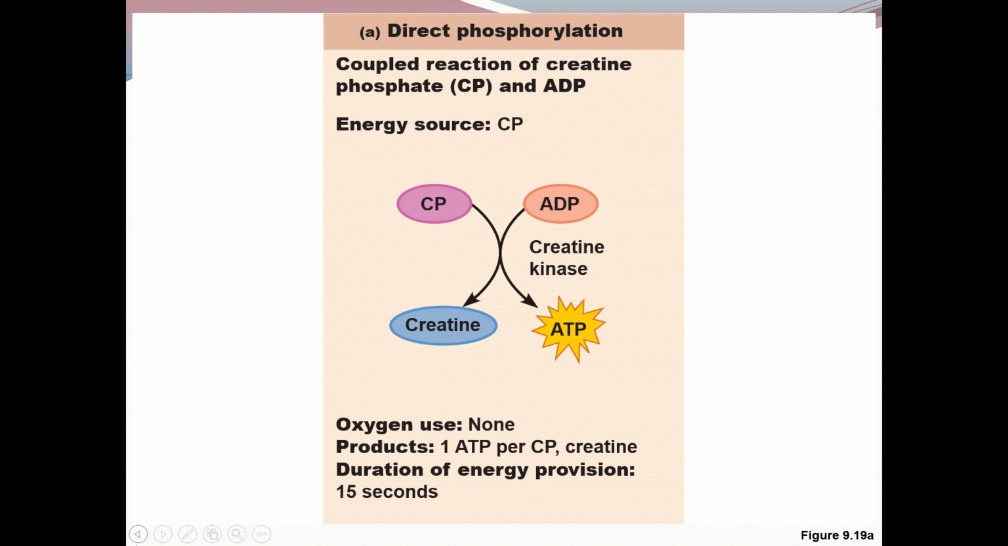This illustration shows the creatine phosphate and an ADP merging together, and there's an enzyme called creatine kinase that will take the phosphate off of the creatine and attach it to the ADP. And so you're left with the products creatine and ATP. And this can provide energy for a duration of 15 seconds.